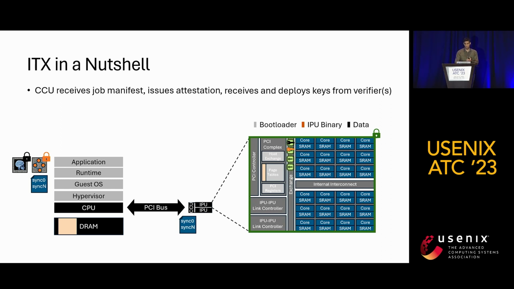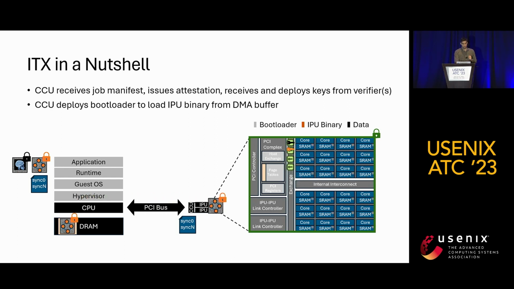How do we bring the application binary in an efficient manner? That's what we rely on the CCU for: to deploy a small application which is going to load the IPU binary from the DMA buffer. And the IPU binary will be decrypted as it comes over the PCI bus. So once the IPU binary is there, it can go and fetch data to execute the application.